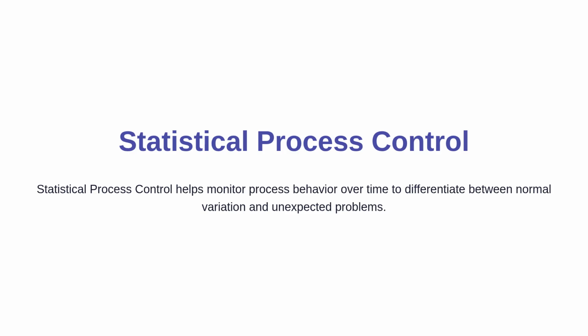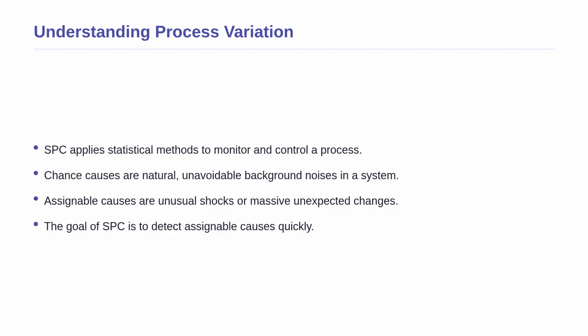Statistical process control is exactly like being the driver of a manufacturing process. It helps us tell the difference between normal, everyday wiggles and massive, unexpected problems. Let us dive in and learn how to keep our processes safely on the road. Now that we understand the driving analogy, let us look at the formal definition.